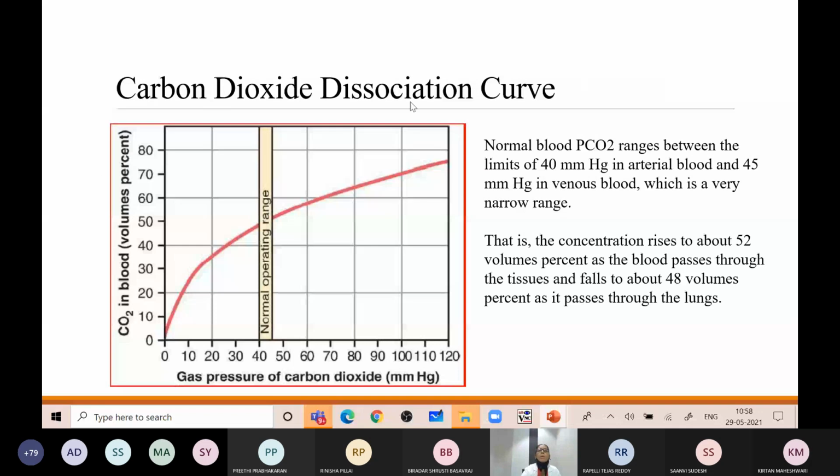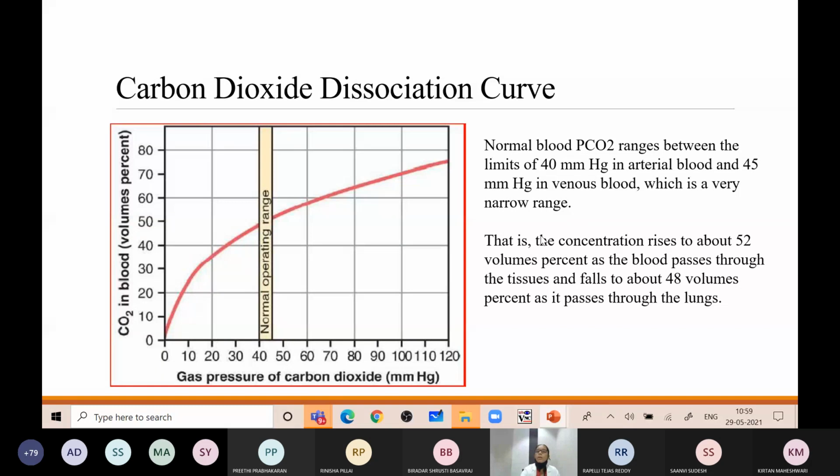Okay, so this is the carbon dioxide dissociation curve. So this is the normal range. So PCO2 ranges from 40 to 45. That's all. Okay, so normal blood PCO2 ranges between the limit of 40 mm of Hg in arterial blood and 45 mm of Hg in the venous blood, which is a very narrow range.